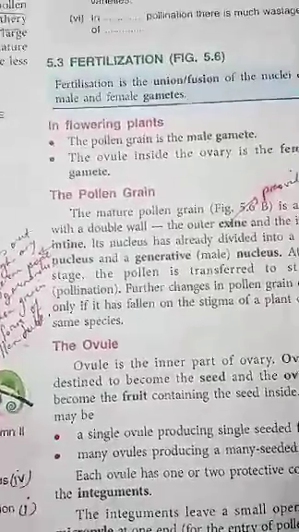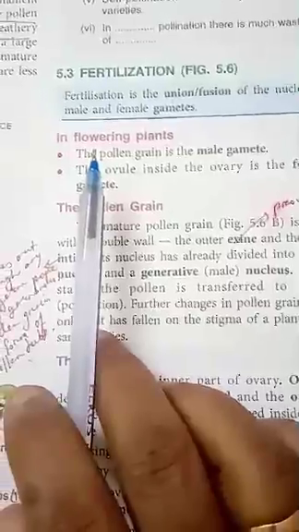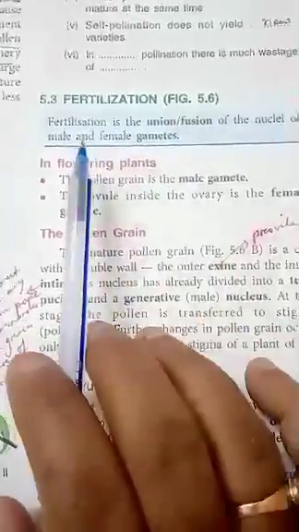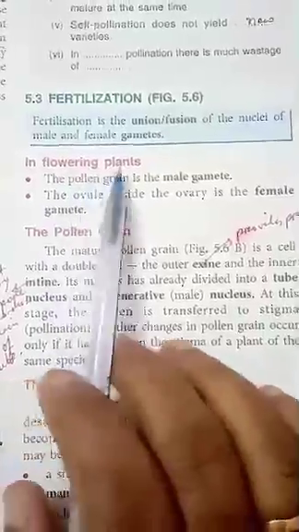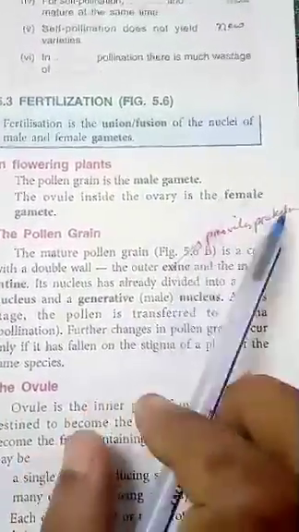Now what happens after pollination, children? After pollination, the next step is fertilization. That means now the pollen grain has fallen on the stigma of the female flower. So next what happens? Fertilization is the fusion of the nuclei of the male and female gamete. Okay, so what happens in flowering plants? Pollen grains contain the male gametes and ovule contains the female gamete. Now all these parts, the pollen grain, ovule, etc., I will explain to you with the help of this diagram which is given in your book.